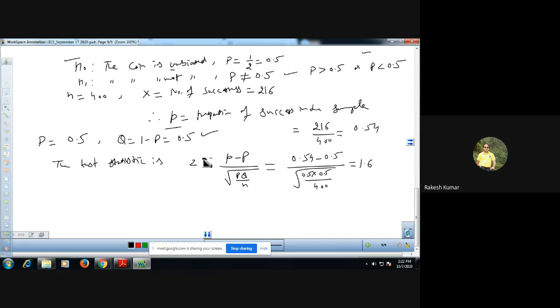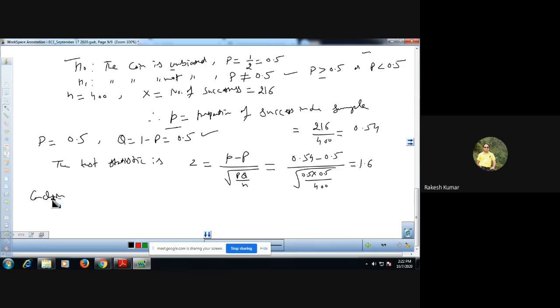Now, you always calculate Z, and after calculating Z, we have to see whether we have to apply a two-tailed test or single-tailed. So this is the question of two-tailed, because this is possible on both sides, either greater than or less than. This is not equal to. So this is a two-tailed test applicable for the conclusion.